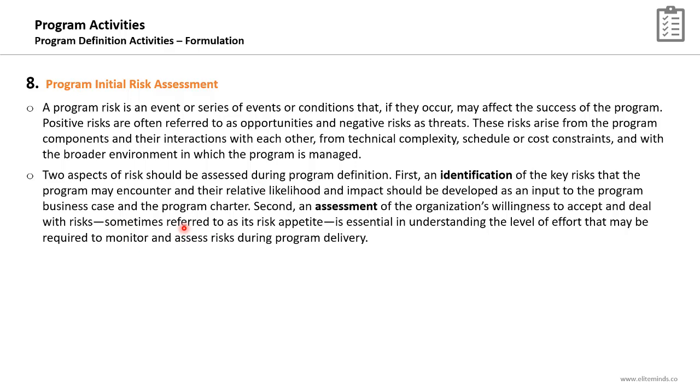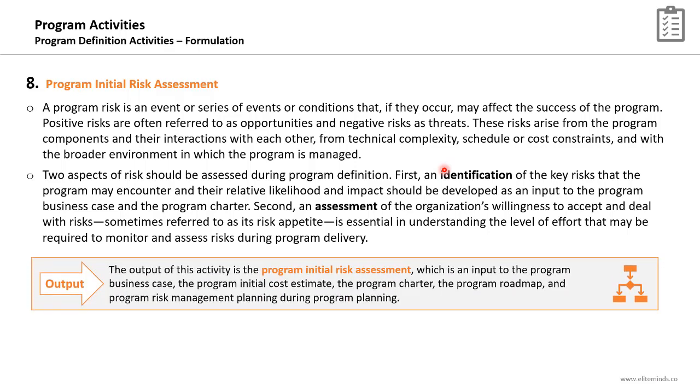Once these risks are identified, we need to conduct an assessment of the organization's willingness to accept and deal with risks, sometimes referred to as the organizational risk appetite. It is very essential in understanding the level of effort that may be required to monitor and assess risks during the program delivery phase. So the program initial risk assessment is around identifying high-level potential risks and conducting an assessment of the organization risk appetite.